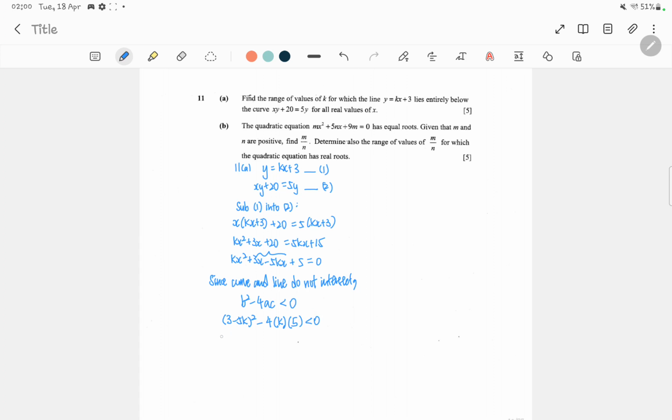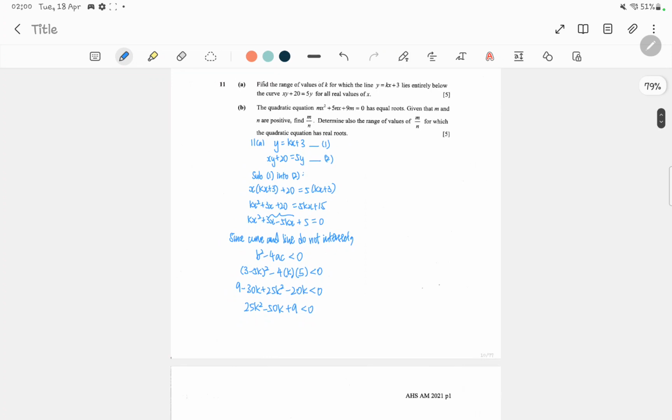Expanding this will give us 9 minus 30k plus 25k squared minus 20k less than 0. Simplifying this, we get 25k squared minus 50k plus 9, which is less than 0. Factorizing this, we get (5k minus 1)(5k minus 9) less than 0. So let me do a check.